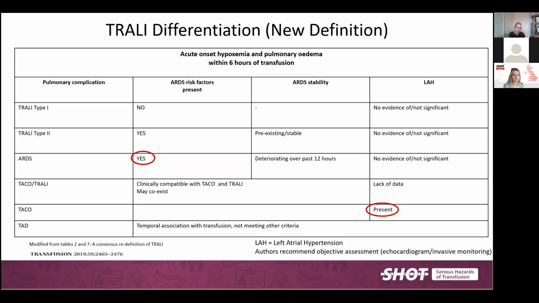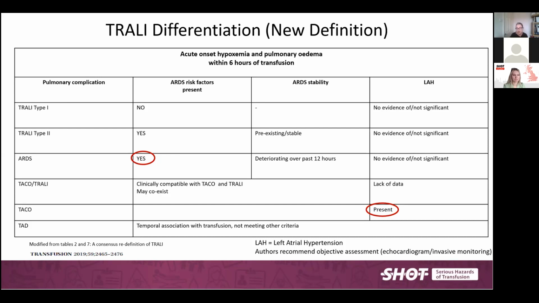So about the time we were looking at the new surveillance definition for TACO, there was also work going on for a consensus redefinition for TRALI as well, and this was work undertaken by Vlaar and colleagues, and it was published also in 2019. And what they said was, for a definition of TRALI, there should be acute onset hypoxemia and pulmonary edema within 6 hours of transfusion. And they differentiated between type 1 and type 2 TRALI, where in type 1 TRALI, there are no risk factors for acute respiratory distress syndrome, or ARDS, and that might be sepsis or major hemorrhage, to name a few. There are others, of course, as well.